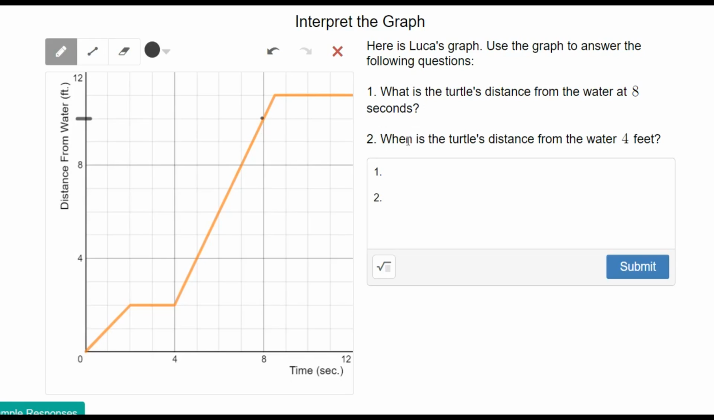Okay, then it asks, when is the turtle's distance from the water equal to 4 feet? So 4 feet would be right here. Okay, when does the turtle get that far? So if you look here, this is the point where that happens, and that appears to be 6 seconds in. Nope, sorry, 5 seconds in. Here's 4, here's 8. This would be 6, and then halfway between those would be 5. So 5 seconds in, the turtle is 4 feet away. 8 seconds in, the turtle is 10 feet away.